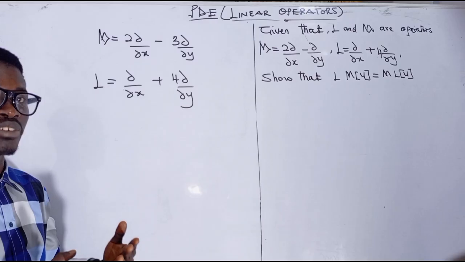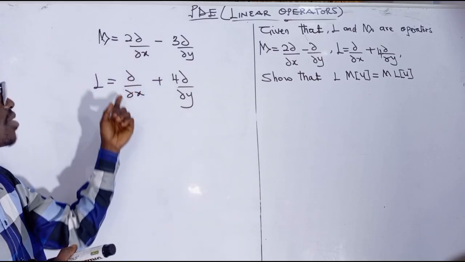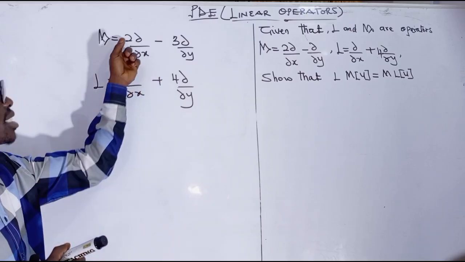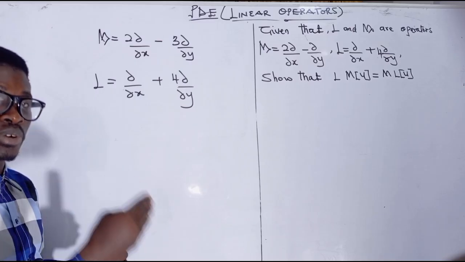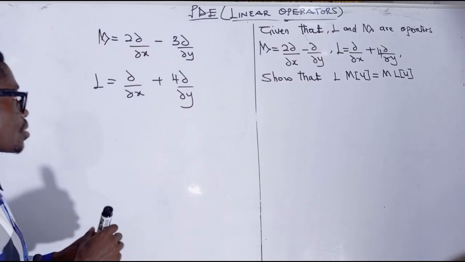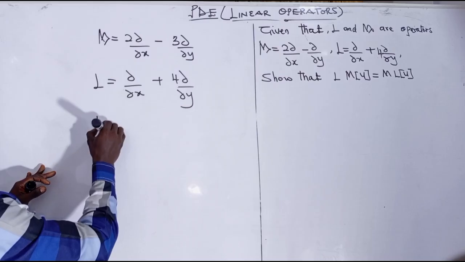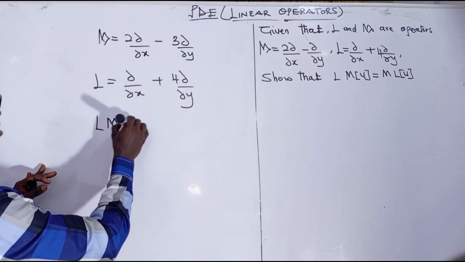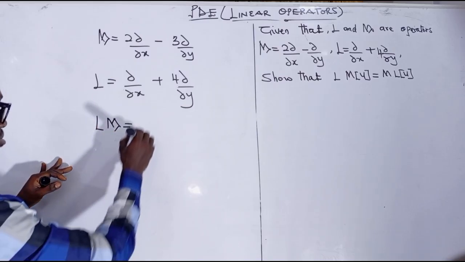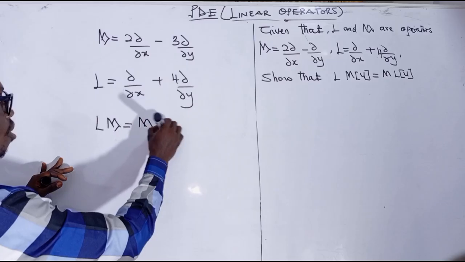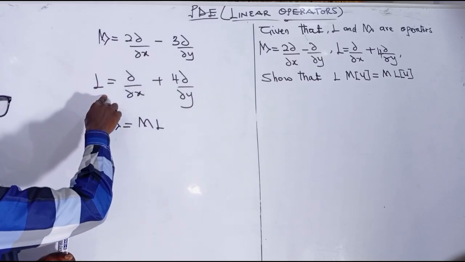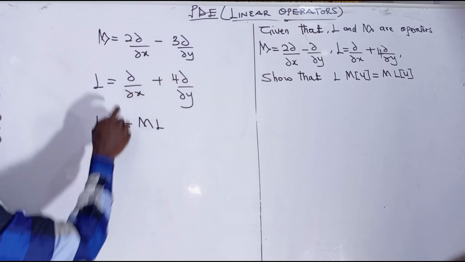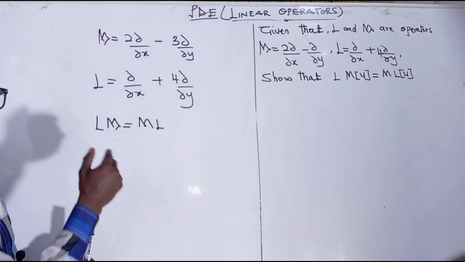So we are saying that if you have linear differential operators with constant coefficients like this, then these two operators will commute. So we can say that operating L on M will be the same as operating M on L. So this means that when you have two linear differential operators with constant coefficients, the commutative property will hold.